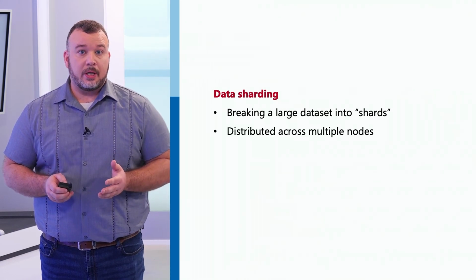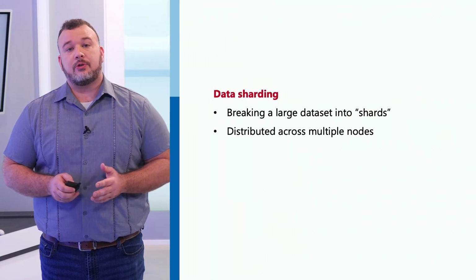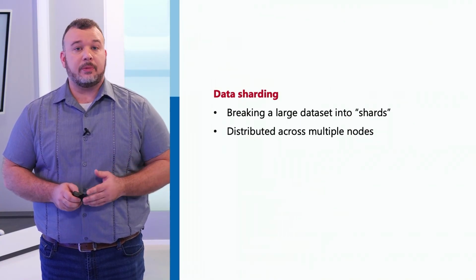Each shard is stored across different nodes within a distributed system, reducing the workload on each individual machine. For example, a global online retailer can shard customer records based on regions: North America, Europe, Asia. This setup ensures faster access and reduced latency for regional queries.